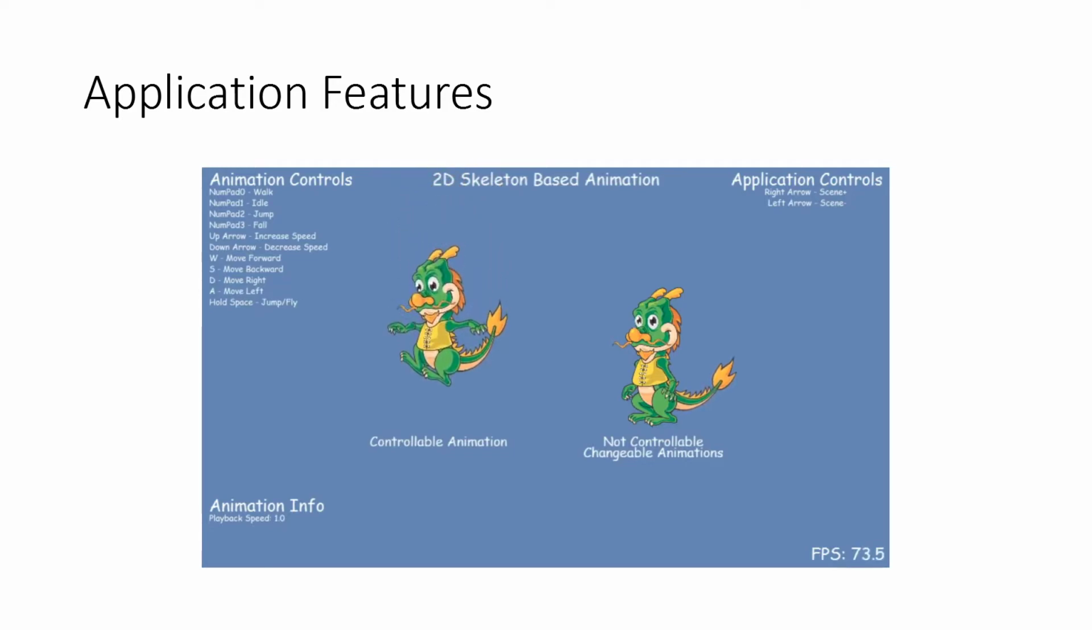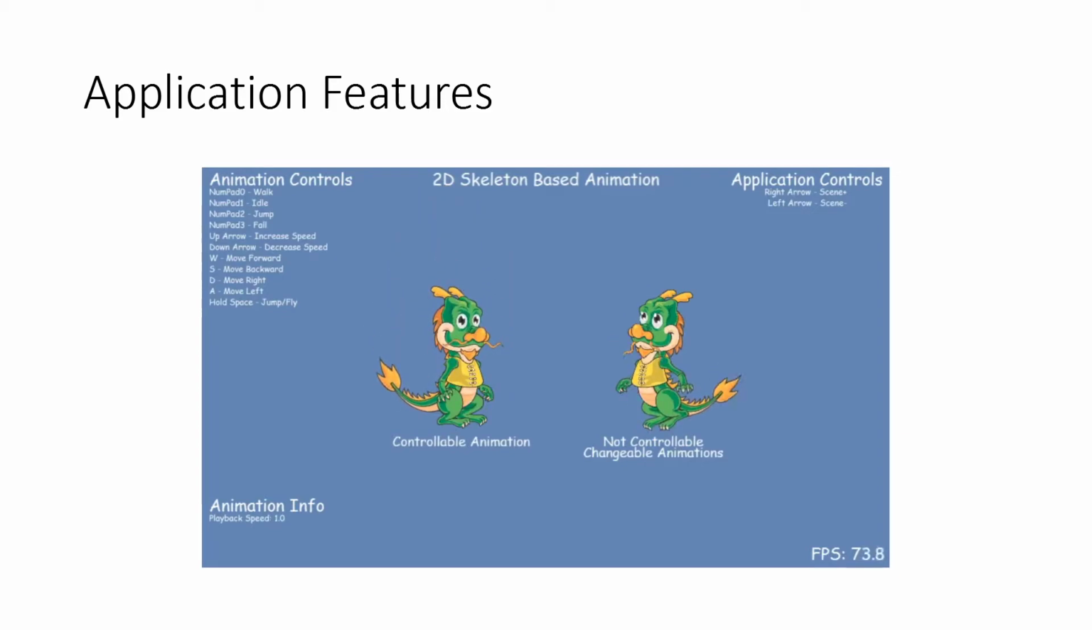So this is a 2D skeleton based animation. You've got a controllable character that goes through all the Dragon Bones application animations that were there. And on the right hand side you've got a non-controllable one where you can switch the animations that play just so you can see them nice and easy. And also you can increase and decrease the speed on this one as well.